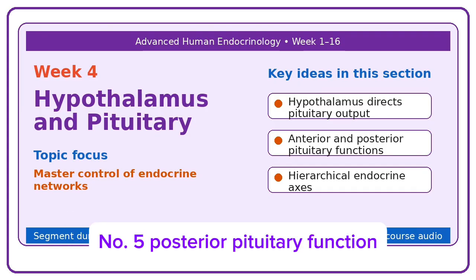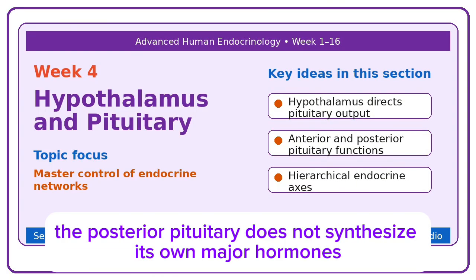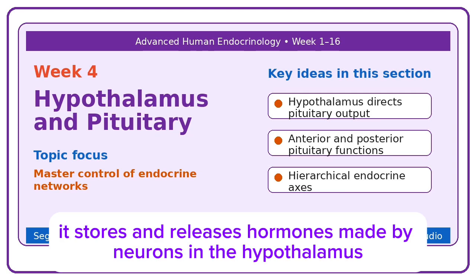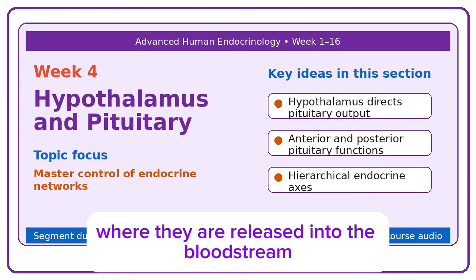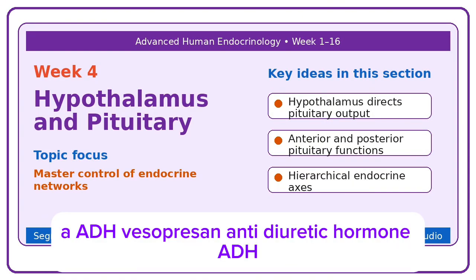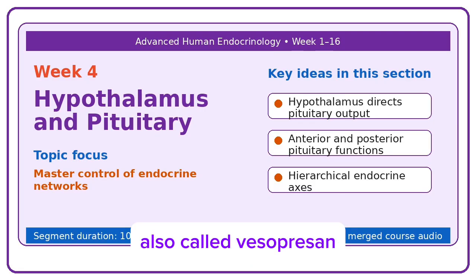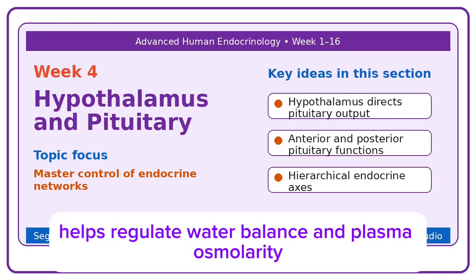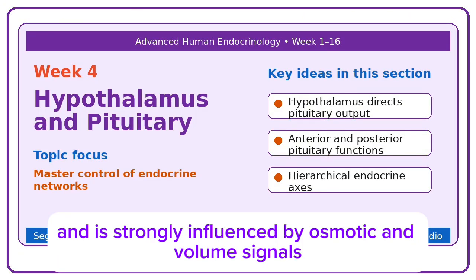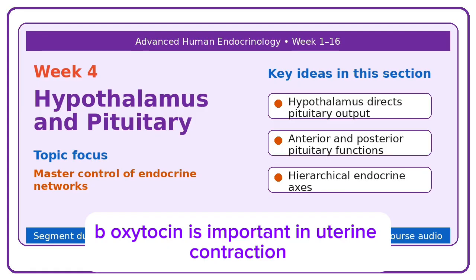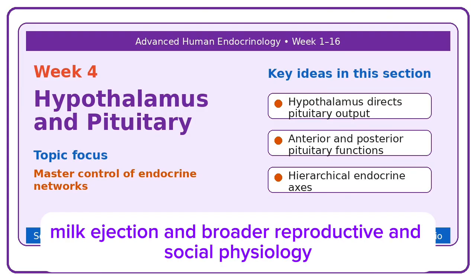5. Posterior pituitary function. The posterior pituitary does not synthesize its own major hormones. Instead, it stores and releases hormones made by neurons in the hypothalamus. These hormones travel down axons into the posterior pituitary, where they are released into the bloodstream. A. ADH, antidiuretic hormone, also called vasopressin, helps regulate water balance and plasma osmolarity. It promotes water reabsorption in the kidney and is strongly influenced by osmotic and volume signals. B. Oxytocin. Oxytocin is important in uterine contraction, milk ejection, and broader reproductive and social physiology.